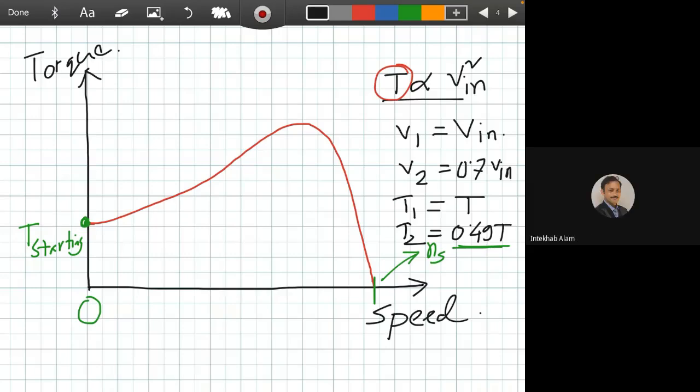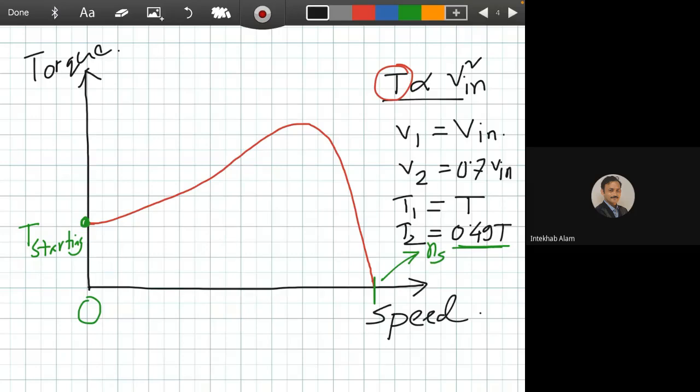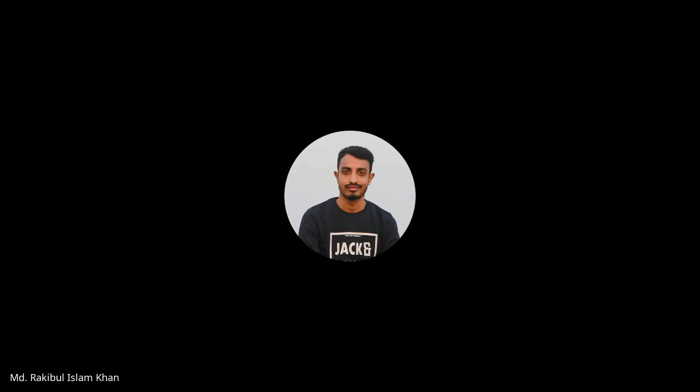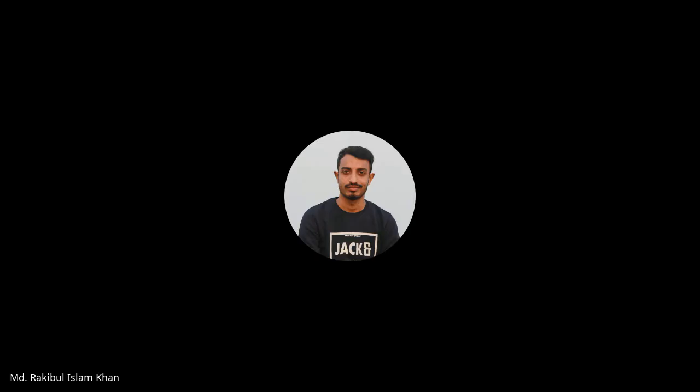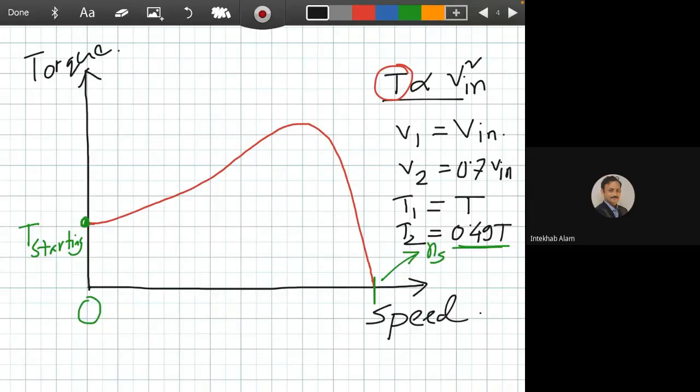V2 equals what? V2 equals 0.7 V, sir. Okay, so V2 squared is equal to what? You have to use your calculator. Yes, sir, I understand now. So what will be the value of T2? 0.49, what? Squared? No, T. Yes, sir, 0.49 T. So it will maintain the same ratio. Okay.